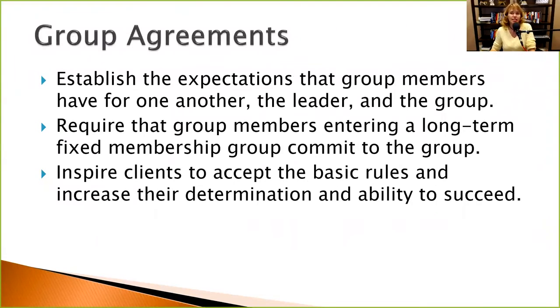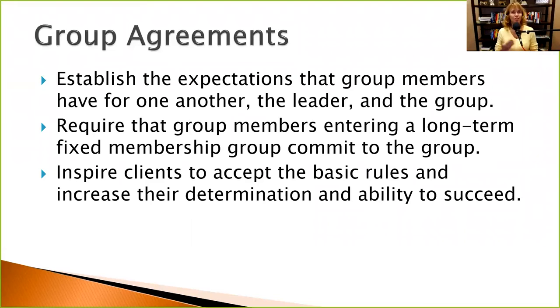Group agreements establish the expectations that group members have for one another, the leader and the group. So it's not just me saying this is the way it's going to be. It's a group agreement with everybody saying this is how we're going to behave and act and react toward one another. It requires group members entering a long-term fixed membership group to commit to the group. So if it's a revolving membership group, then there's a set of rules. If it's a fixed membership group, there may be some discussion about how to handle certain things.